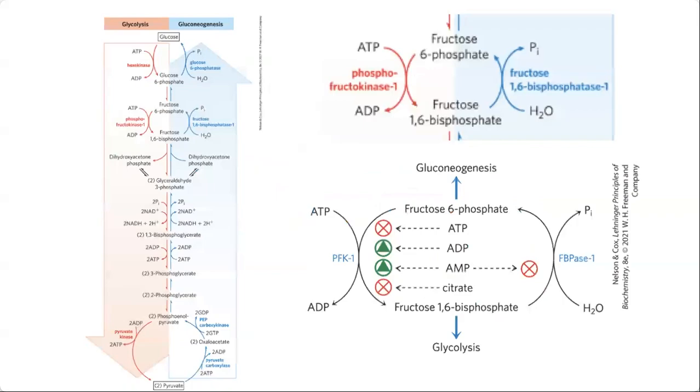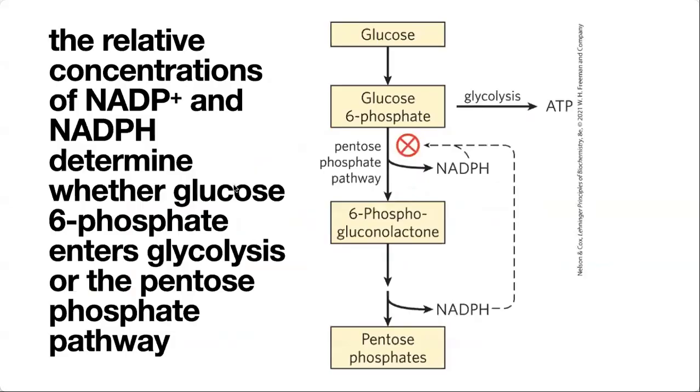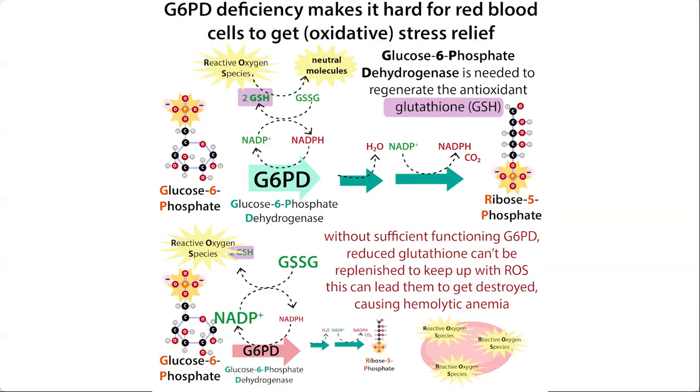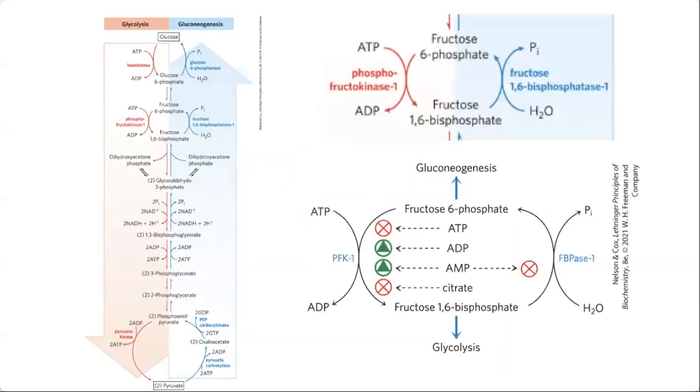In order to regulate what direction things will go, one of the main regulators of this is going to be NADPH. We'll get back to the pentose phosphate pathway at the end, because that G6PD turns out to be medically important, and I'll tell you about that story at the end. So spoiler alert, stay tuned.